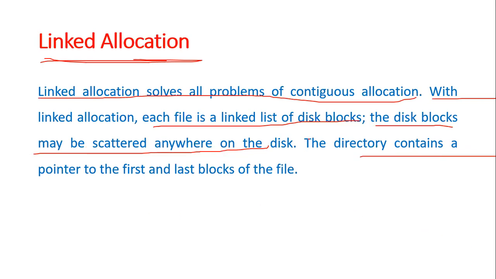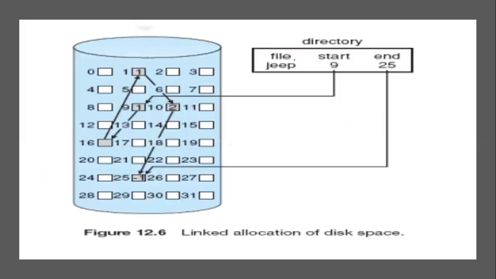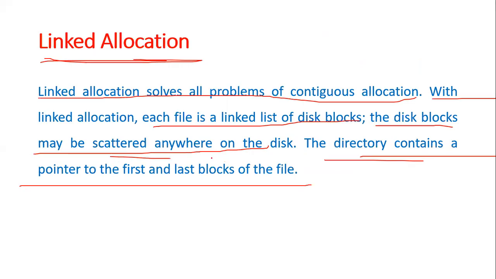This is very important: the directory contains a pointer to the first and last block of the file. You just see here, we have a directory. We have only one file, and these are all free blocks. In this case, the starting value is 9. That file is allocated from the 9th position. It should end with the 25th. That starting and ending only I have given, so the rest of the allocation blocks will be managed with the linked list.